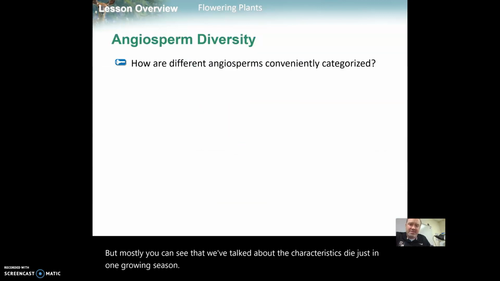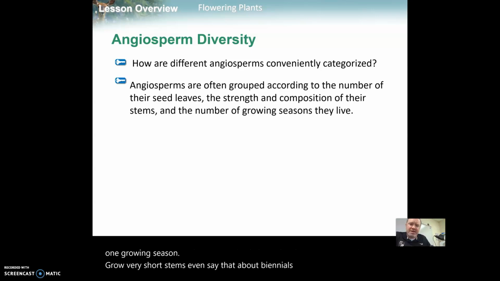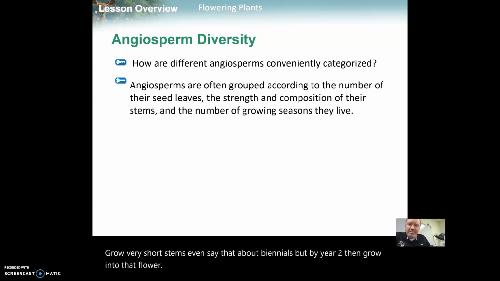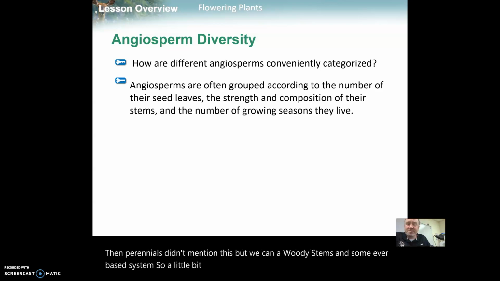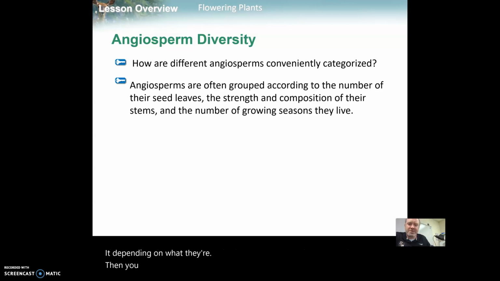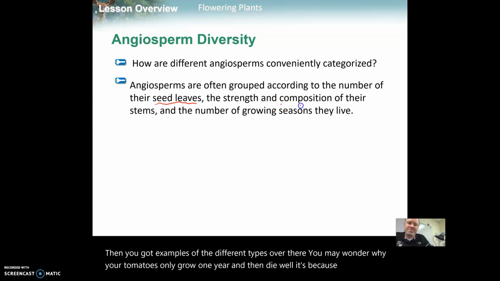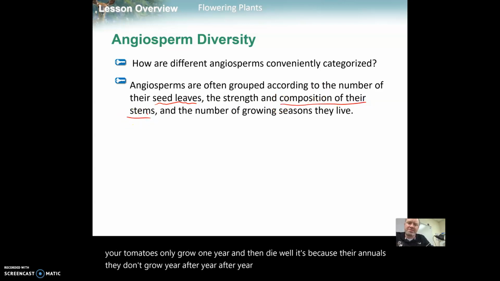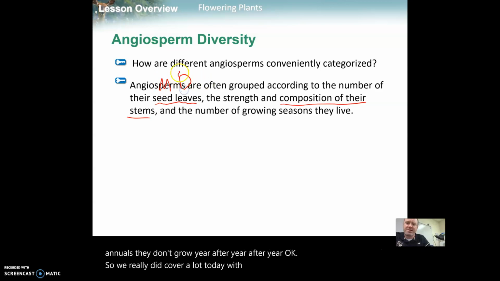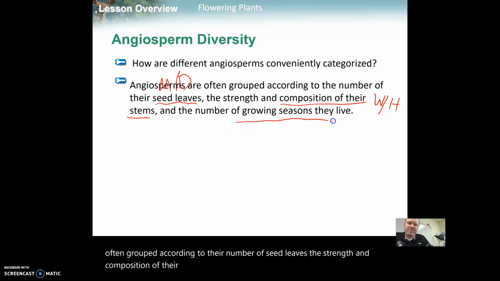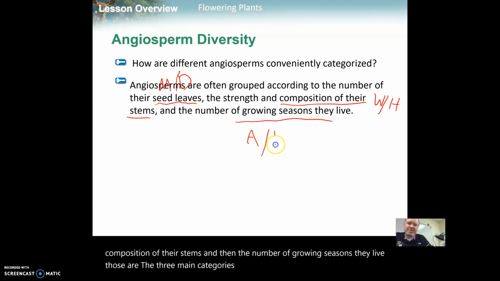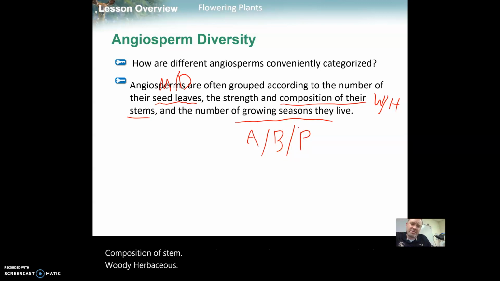So we really did cover a lot today with angiosperm diversity. Angiosperms are often grouped according to their number of seed leaves, the strength and composition of their stems, and the number of growing seasons they live. Those are the three main categories, right? Seed leaves: monocot, dicot. Composition of stem: woody or herbaceous. And then finally, growing seasons: annual, biennial, or perennial. And so those are the three categories we looked at together.